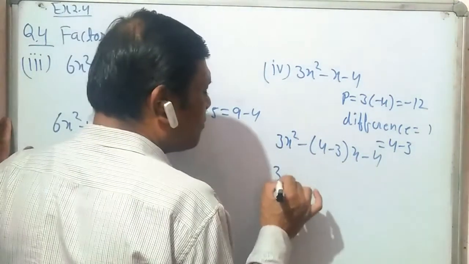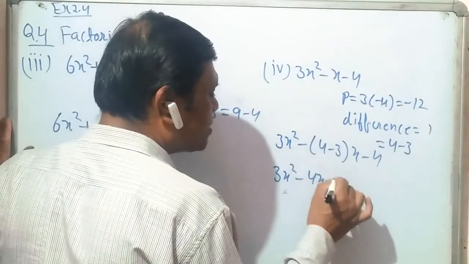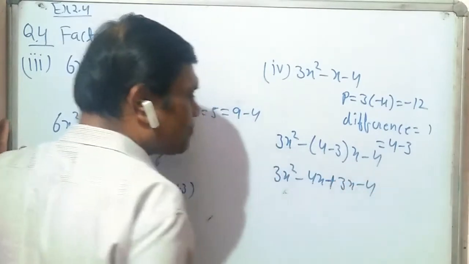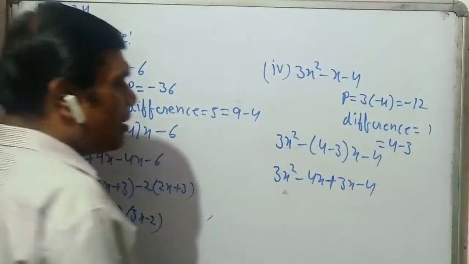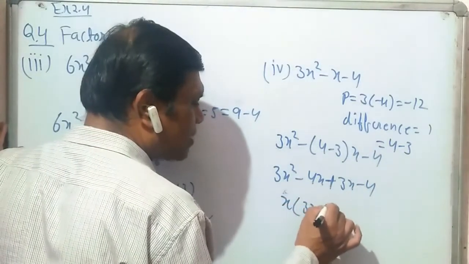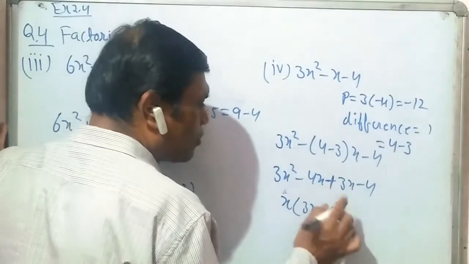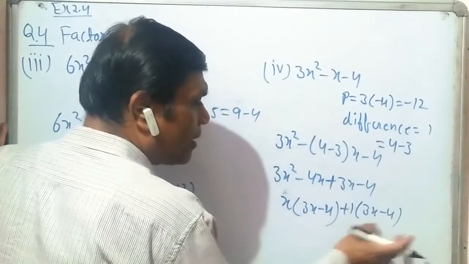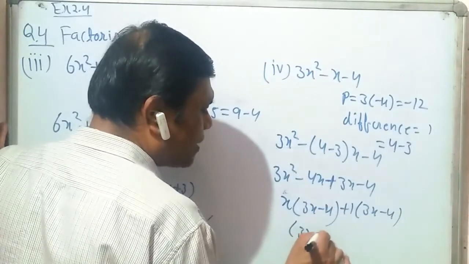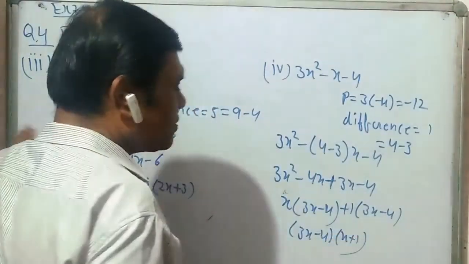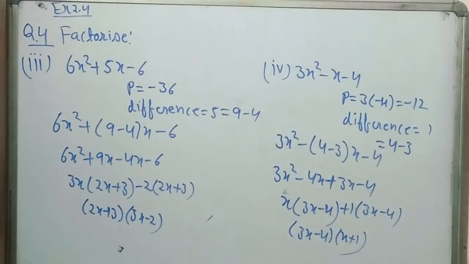Open the bracket. 3x square minus 4x plus 3x minus 4. Take out common, only x. We have 3x minus 4. Take out common 1. 3x minus 4. Take this common bracket, 3x minus 4. The remaining part is x plus 1. So that is the answer for the factorization of this quadratic polynomial.